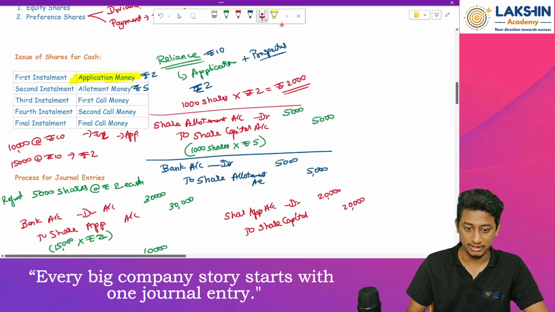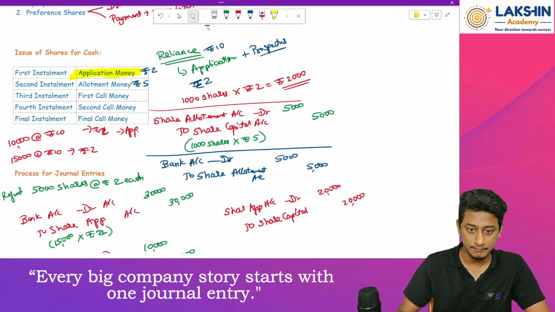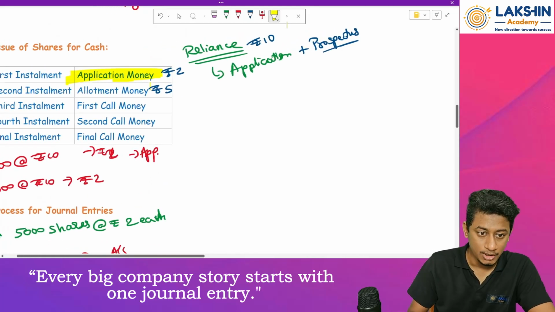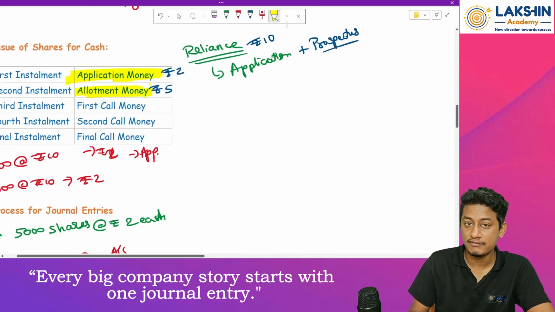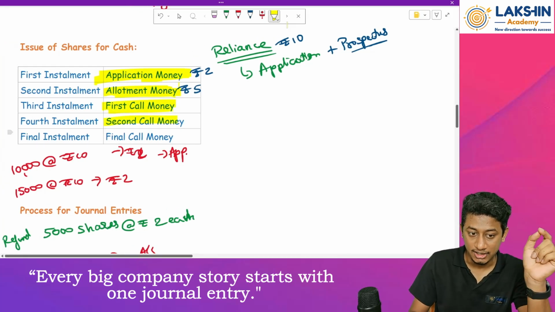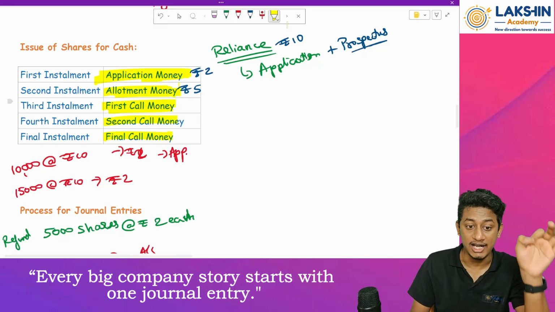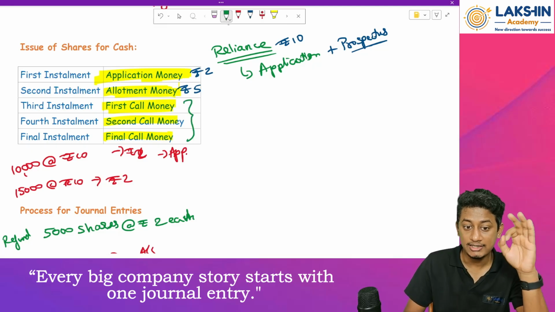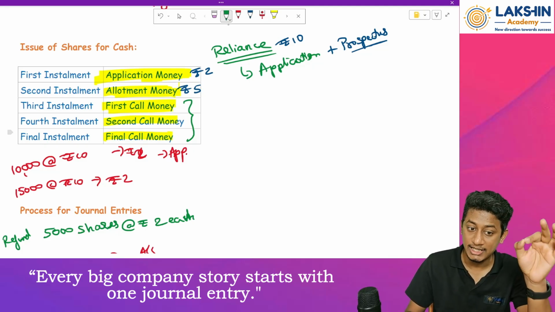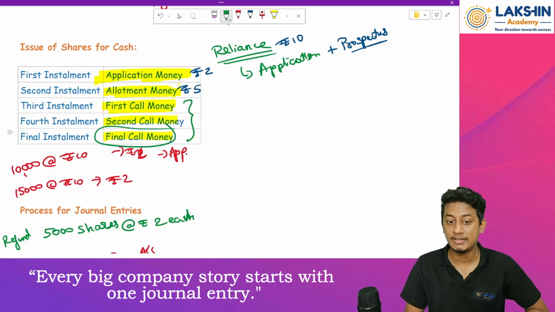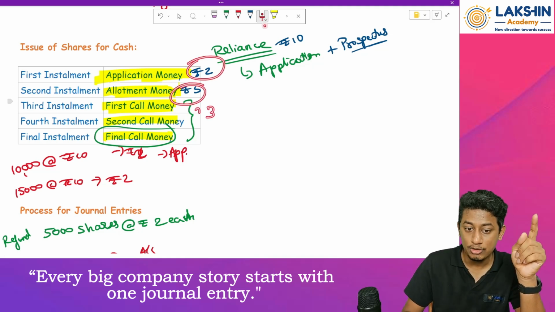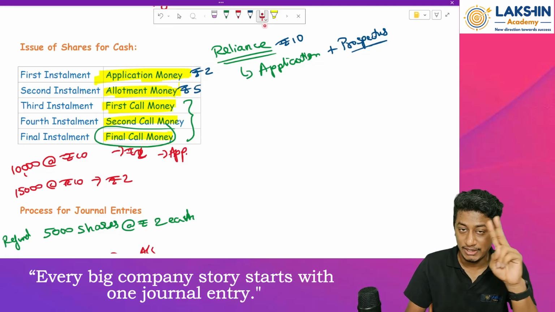Next, again, let's come back to the final call. I will just erase this whole thing, 1 second. So now we are done with the allotment stage also, right? Now the next part, a third part, is first call. See, first call, second call, final call. All these are different calls. It depends on the company. Company can directly make the final call, since it pays all the remaining money. How much is remaining? 2 plus 5, 7. So that means 3 rupees is remaining to be received from the people, right?